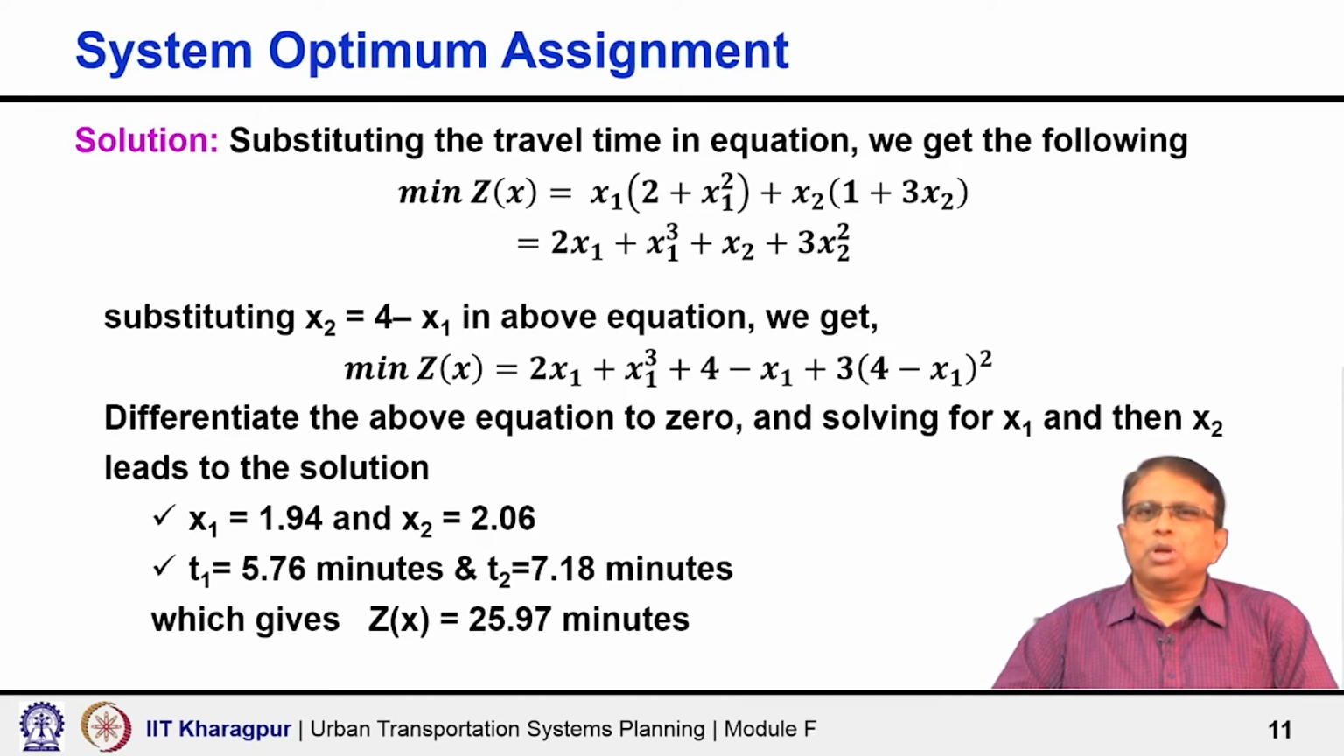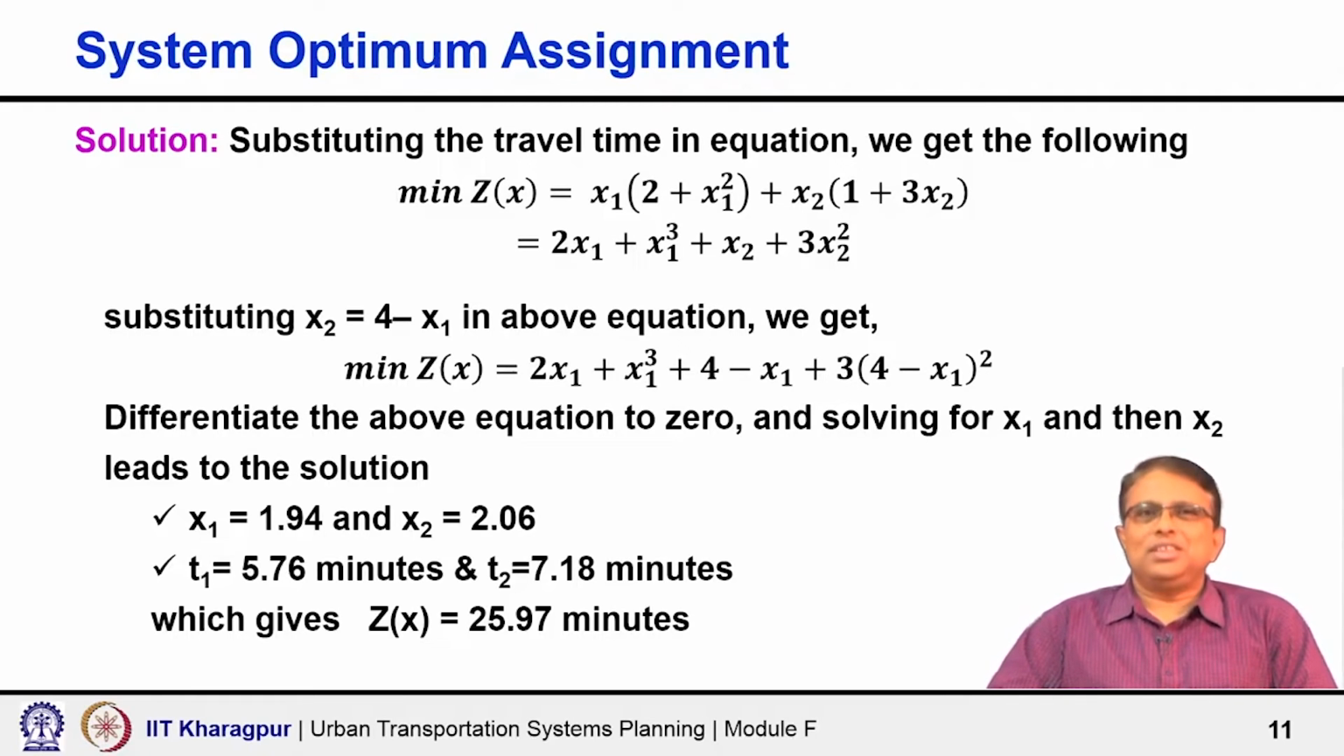For route 2, 1 plus 3 x 2 is the time and the flow is x 2. So, multiplied by x 2. So, you get 2 x 1 plus x 1 cube, or x 1 to the power 3, plus x 2 plus 3 x 2 square. Now, again I know x 1 plus x 2 is 4. So, I can do that substitution, x 2 is 4 minus x 1. So, I can write this objective function only as a function of x 1. The remaining is simple, take the derivative, make it 0, get a value of x 1, do the substitution, get a value of x 2.